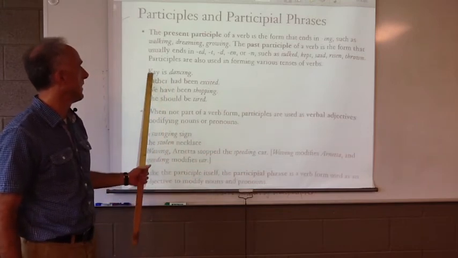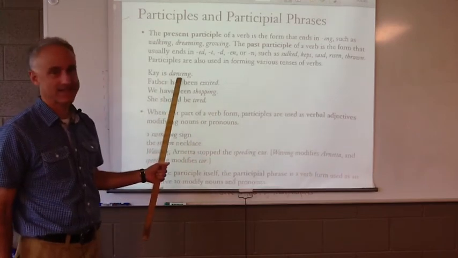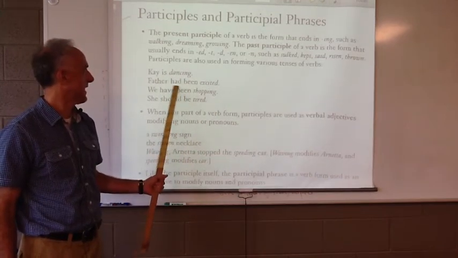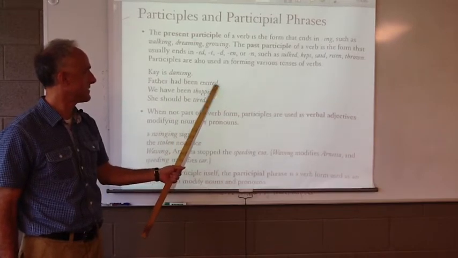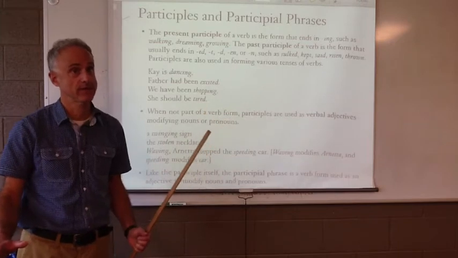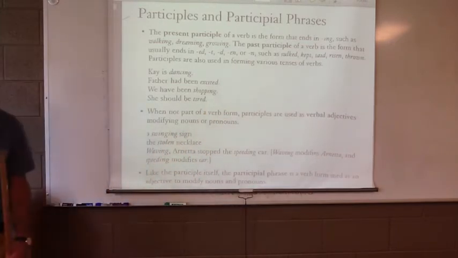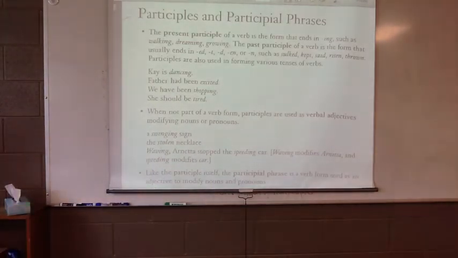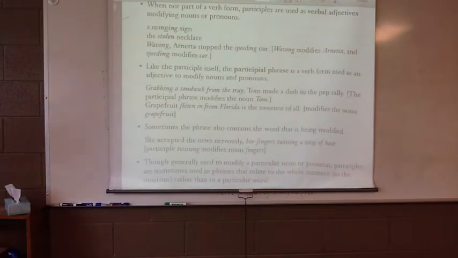So sometimes it's in the verb phrase. Is dancing is the verb phrase. Had been excited is the verb phrase. Have been shopping. So the past participles, the present participles, they can all be in verb phrases, but that's not what we're focusing on. We're focusing on when they're used outside of a verb phrase, and they're called a verbal. That's why they're not called a verb, because they're not a verb anymore. All right?